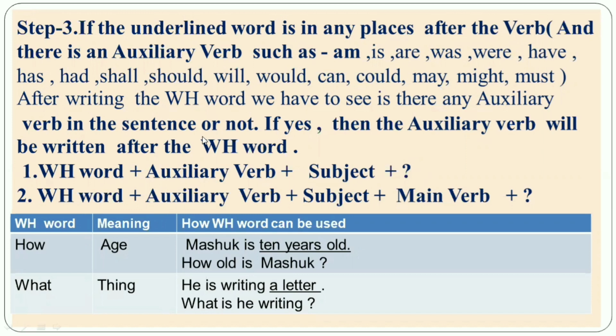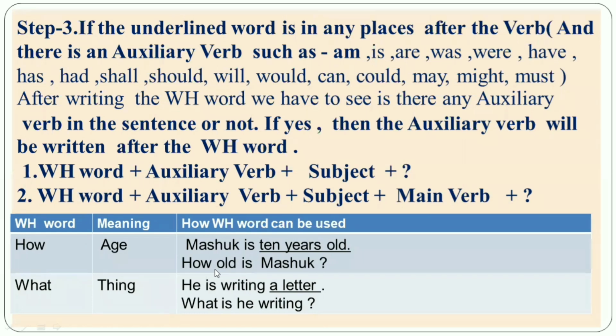If yes, then the auxiliary verb will be written after the WH word. So my dear student, here are two structures: WH word plus auxiliary verb plus subject plus interrogative sign, and WH word plus auxiliary verb plus subject plus main verb plus question mark. So here you can see, Mashuk is 10 years old. Underline the words 10 years old. Here it indicates the age.